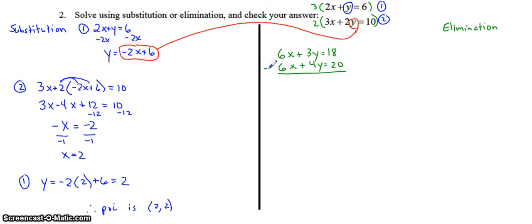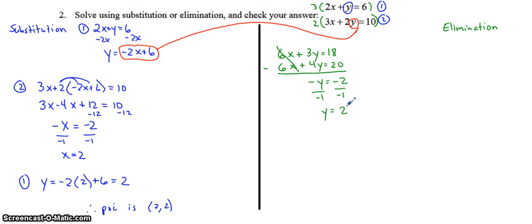And now we're going to subtract the two equations, because then 6 minus 6x is 0. 3y minus 4y is negative 1y. 18 minus 20 is negative 2. Then divide both sides by negative 1. y is equal to 2. That's what we got over here.